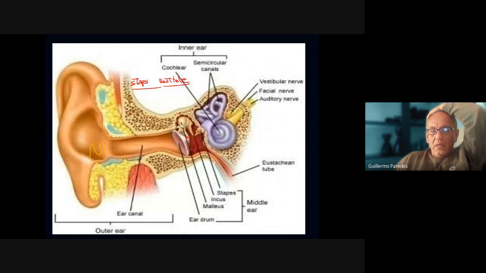This electrical impulse, from the cells located inside the inner ear, the cochlea, is going to be transmitted to the hearing nerve. This yellow here, you see there? That is the nerve, actually the cranial nerve number 8.